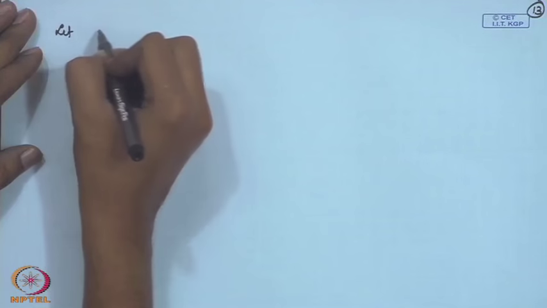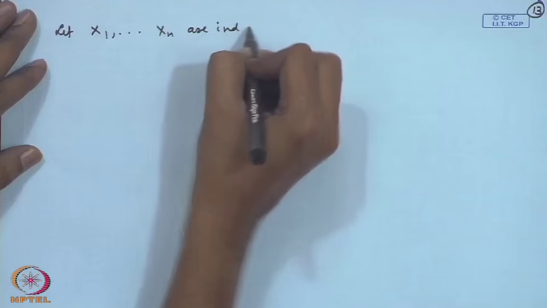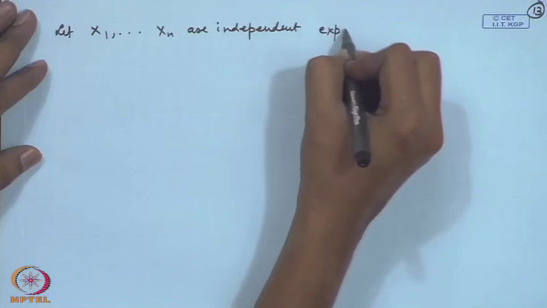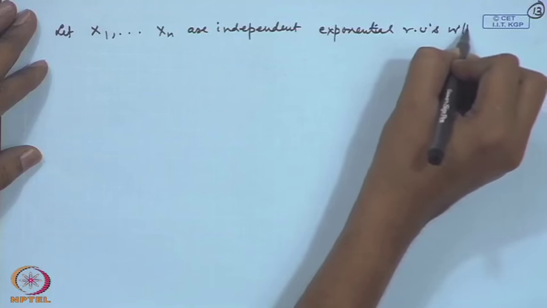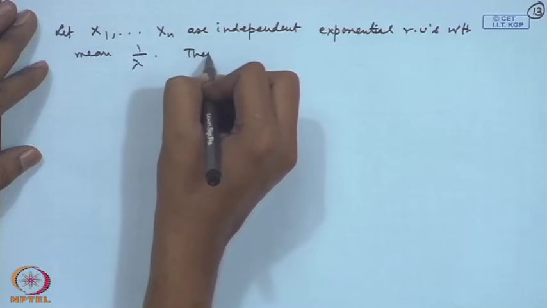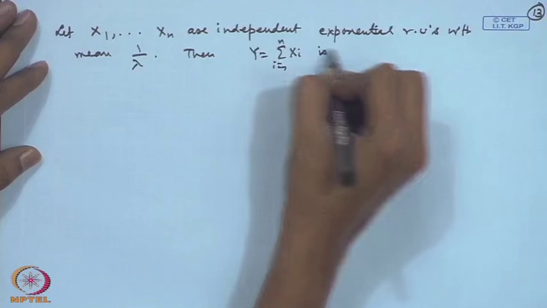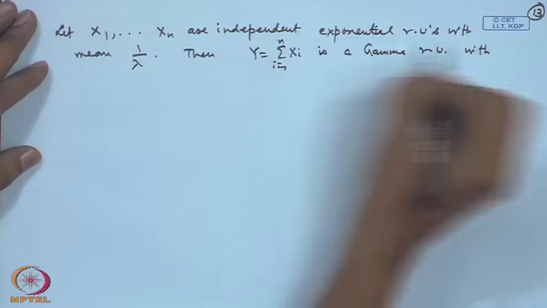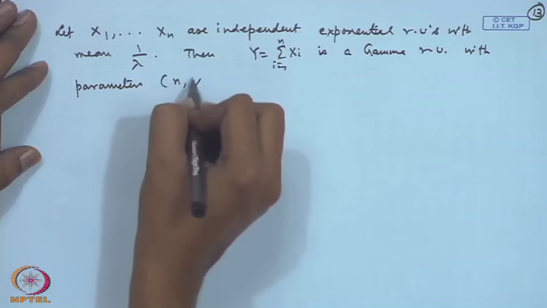See, let us consider, suppose X1, X2, ..., Xn are independent exponential random variables with mean, say, 1 by lambda. Then Y equal to sigma Xi, i equal to 1 to n, is a gamma random variable with parameters n and lambda.